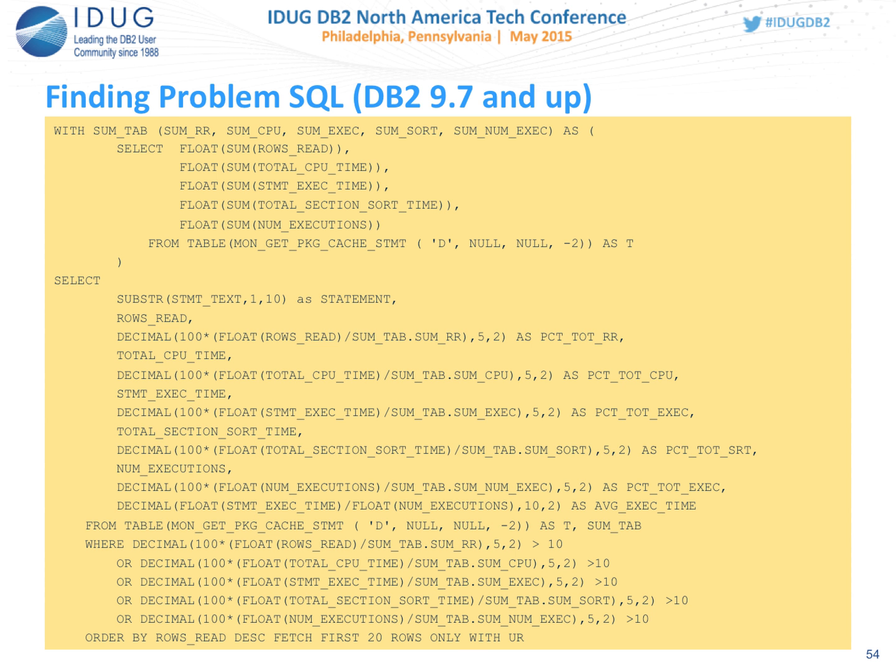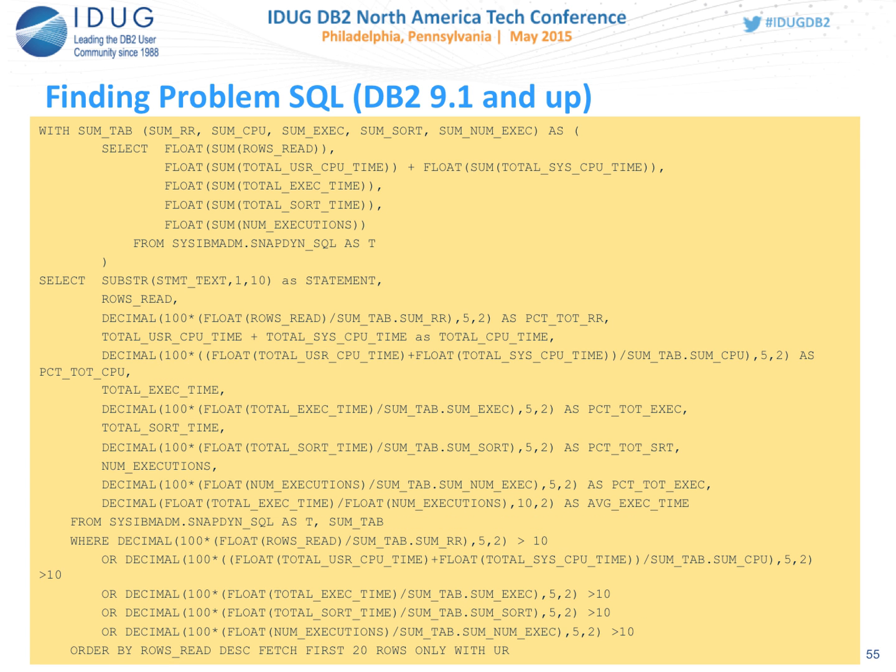This is the same syntax, and I'll show you the results in a moment, but it works on older versions. So the first statement was 9.7 and up. This will work all the way back to 9.1. The difference being that in 9.7 we got the MON_GET_PKG_CACHE_STMT function. This particular statement goes against SYSIBMADM.SNAPDYN_SQL to get the same data. If you're older than 9.1, I'm sorry.